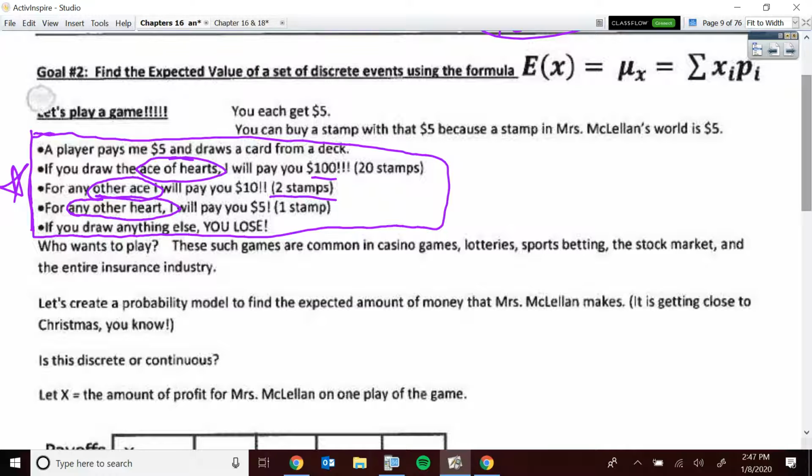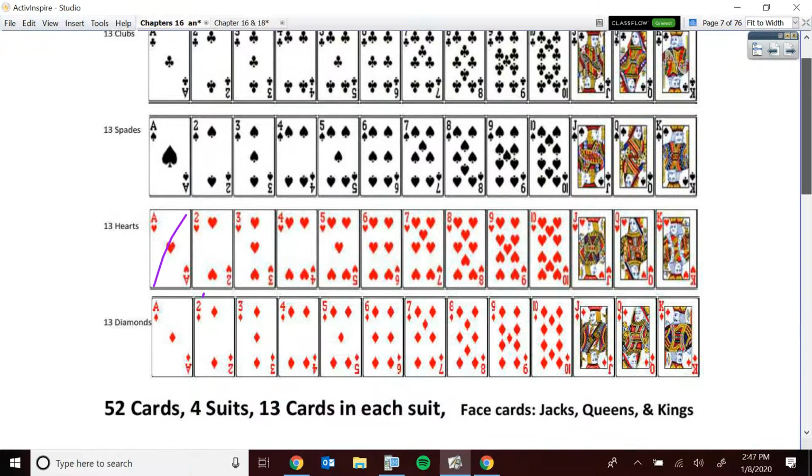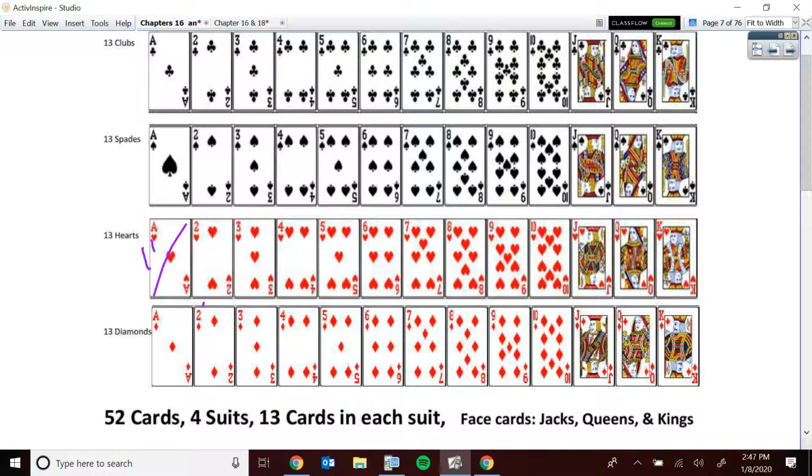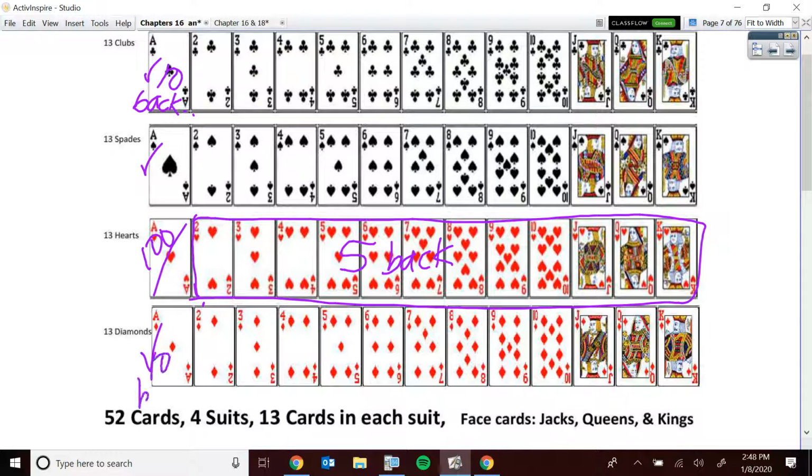Let's look at this real quick. With this one, you get $100. With all of these, you get your $5 back. And then the other ones: with this one and this one, you get $10 back. So basically, you made $5. And then look at all of those ones that are untouched. I get to keep your money for all of those.